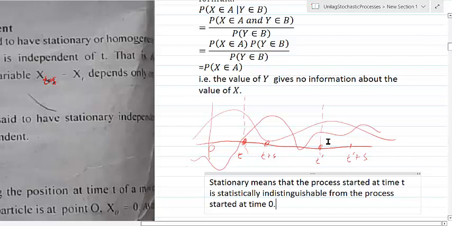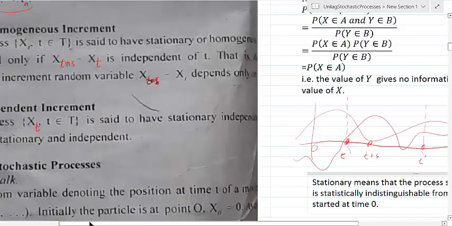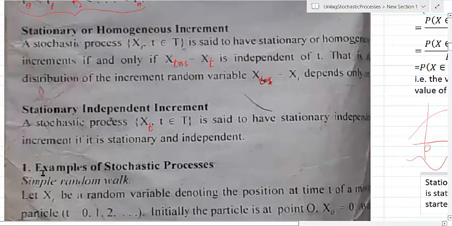Again, this may seem sort of theoretical, but we'll see practical examples of this later. In fact, we'll see them in the next video. You can see that the next section talks about examples of stochastic processes. All right, see you in the next video.